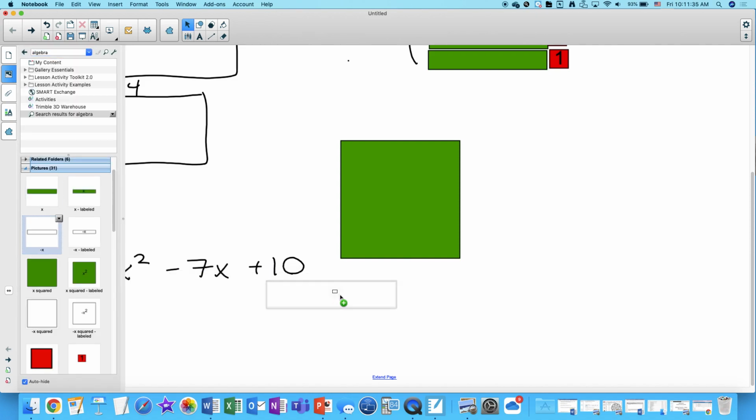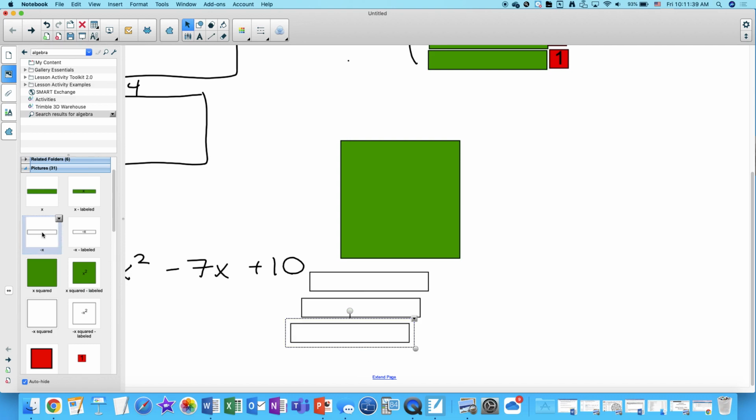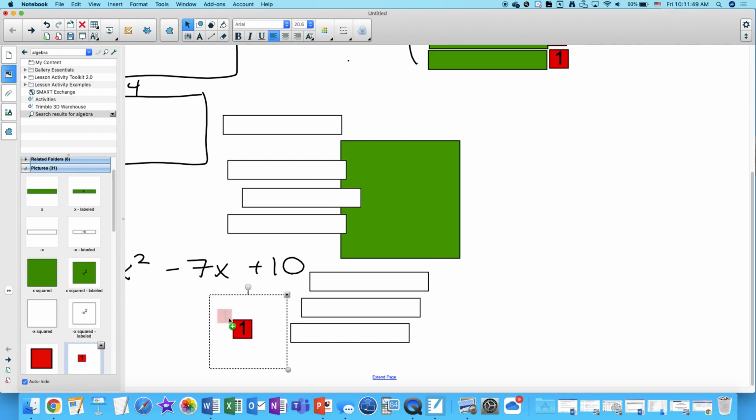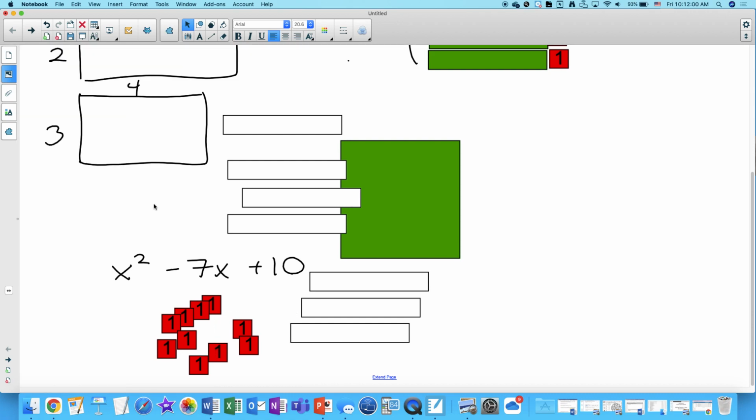1, 2, 3, 4, 5, 6, 7. Okay, and then I need 10 ones. 1, 2, 3, 4, 5, 6, 7, 8, 9, 10. Okay, so I got my puzzle pieces, and I need to try and put these together.